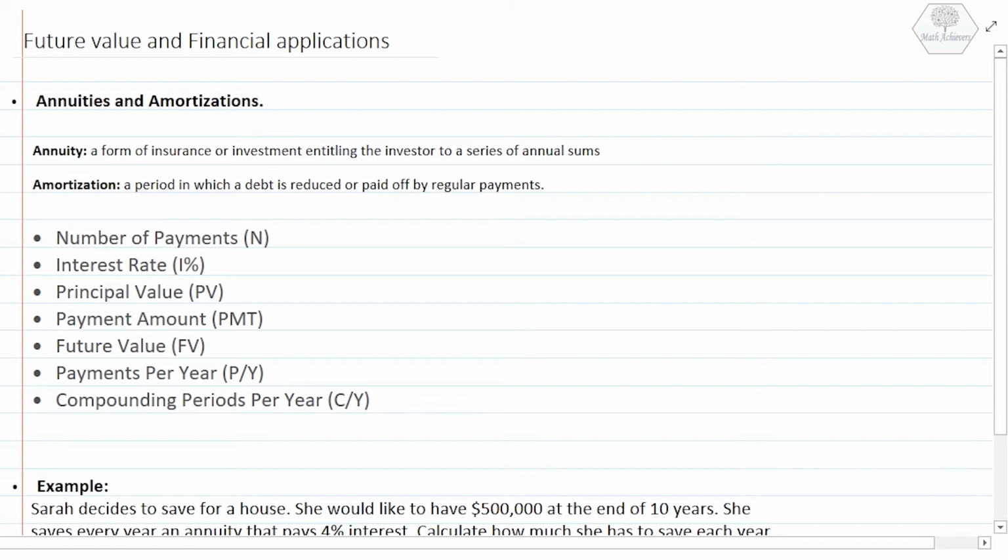The first thing that we have to know is the number of payments. The number of payments is always equal to the number of months, if it was a monthly payment. Most of the questions are monthly payments.